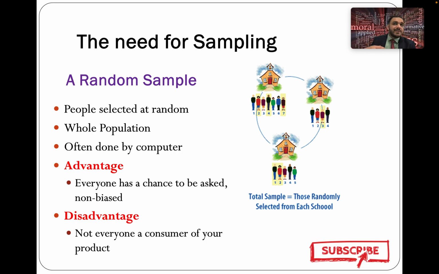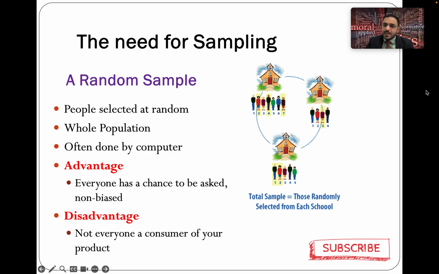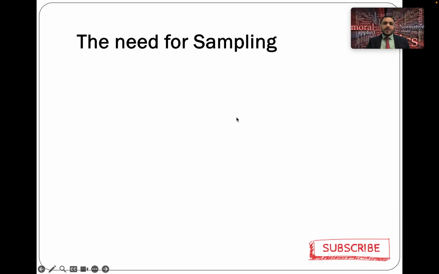Okay, but he will also participate in the random sampling. Here we can see the example that we have three schools. Out of the three schools, total sampling, those randomly selected from each school. In every school we are choosing, for example, the first school has 7 people, we are choosing person number 2, person 4, person 7. In school B, we are choosing person 3 only, and in school C we are choosing person 1 and person 2. So randomly we are choosing people.